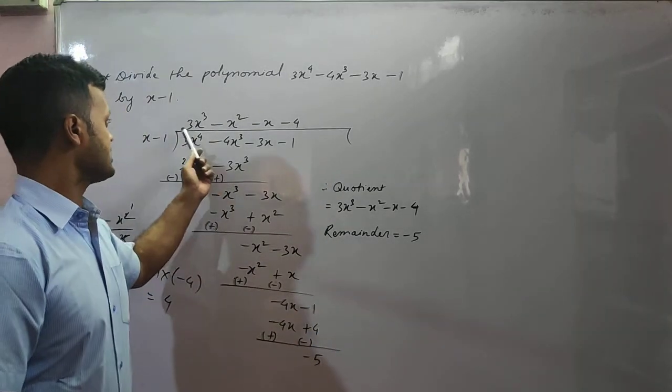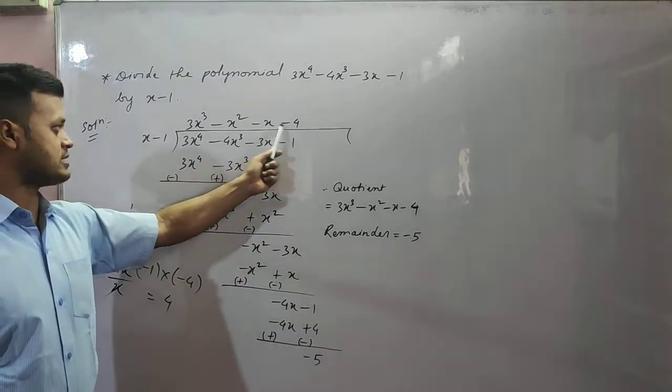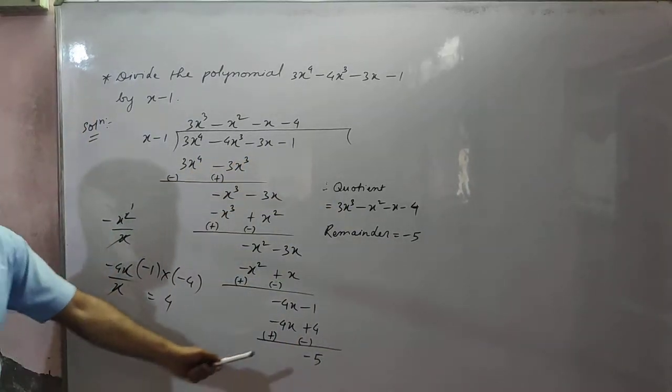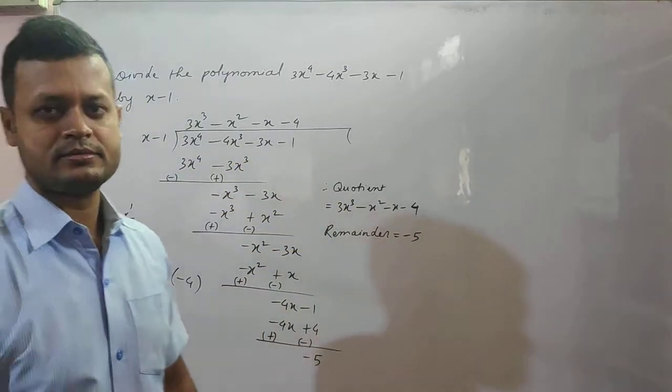Therefore now the quotient is this one, 3x cube minus x square minus x minus 4. This is the quotient. And what is the remainder? Remainder is minus 5.